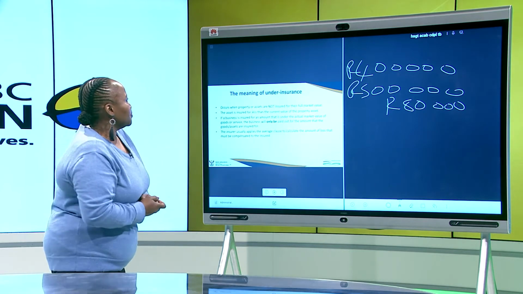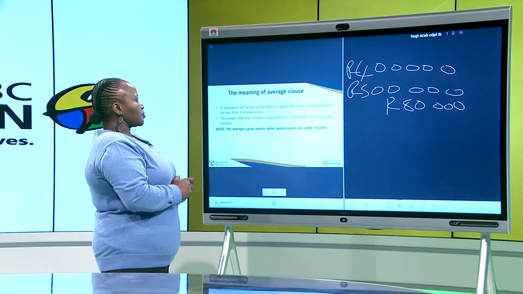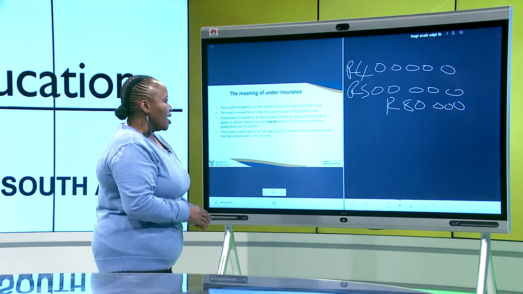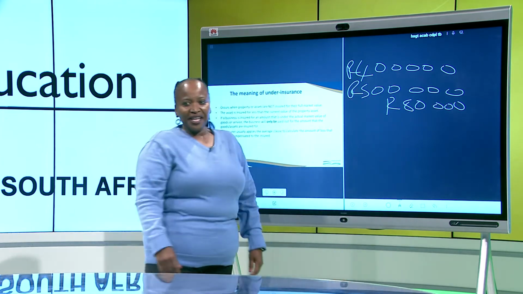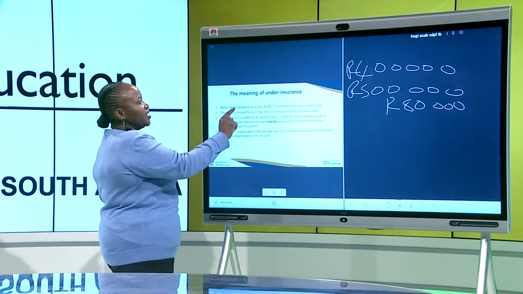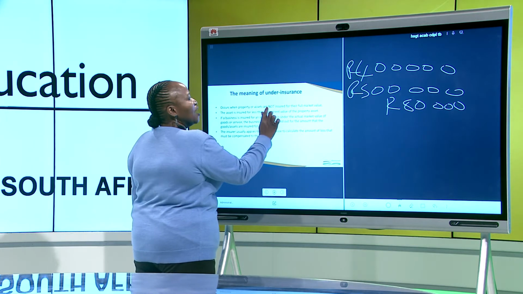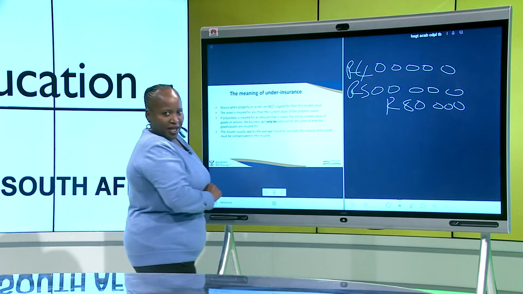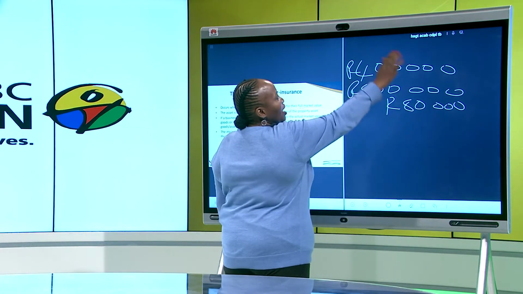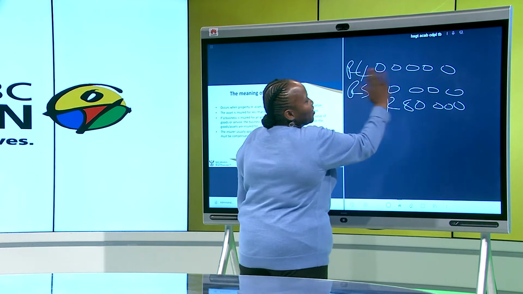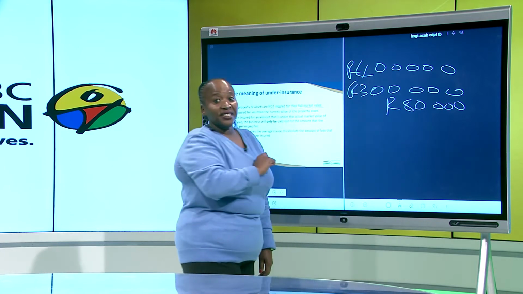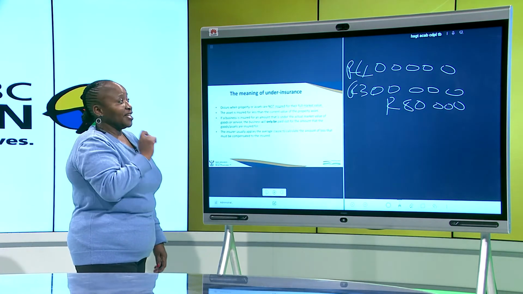Now, let's look at the meaning of under insurance. Under insurance is the opposite of over insurance. What is it? It occurs when property or assets are not insured for their full value. We are going to use the same example, where the building is worth 400,000, but it is insured for 300,000. Then it means it is under insured.